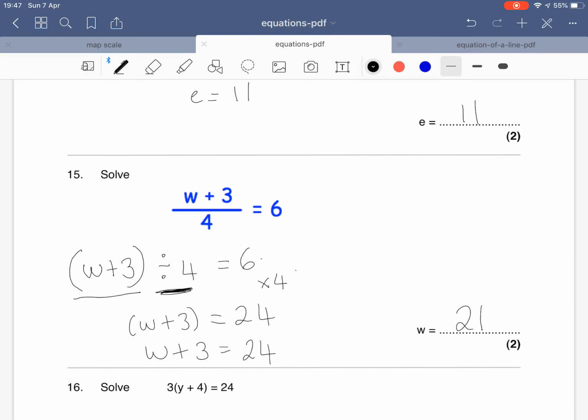So careful when you've got fractions. Don't forget it means divide. And all of this needs to be together, so you can't take away the 3 first because it's trapped on top of your fraction.